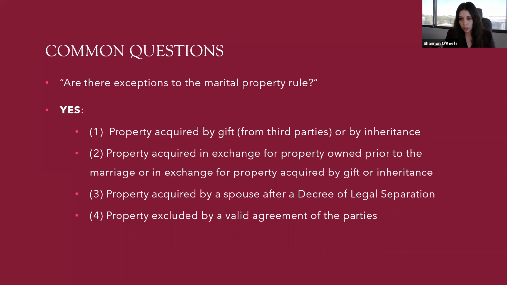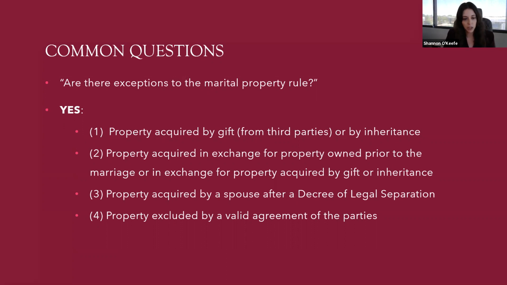In those situations, if I trade in the gold coin for, let's say, I don't know, how much is a gold coin worth? We'll say we're trading it in for an entertainment system. Then that entertainment system would continue to be my separate property, not marital property. And that's because I obtained it in exchange for separate property.